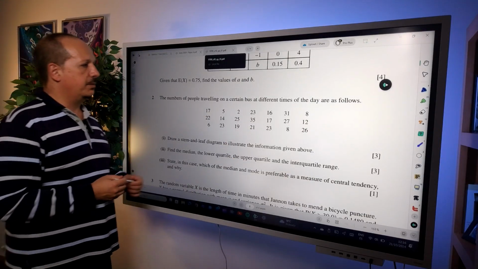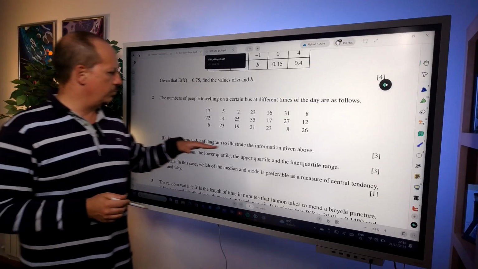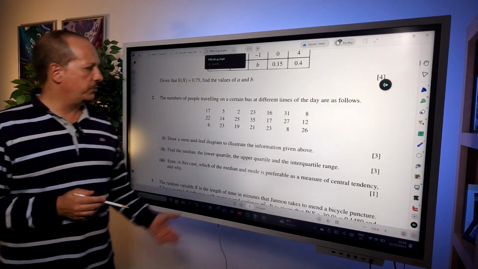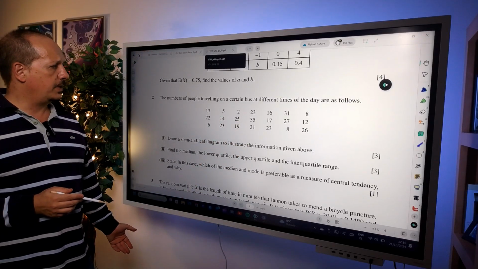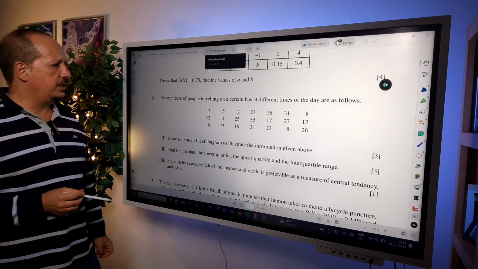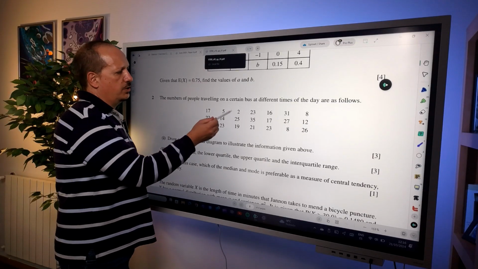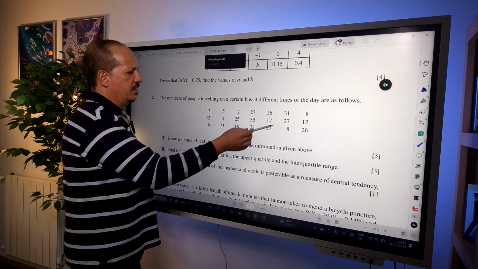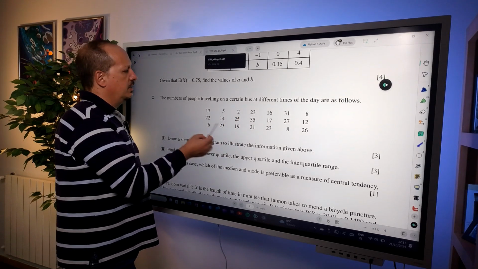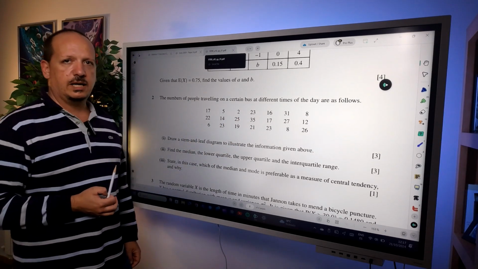If you look at these numbers, every time you want to do a stem and leaf diagram, you should first look at outliers. And if you look at these values, the smallest is a 2, but then you have a 6, an 8, an 8, and the maximum is a 35. You don't seem to have any outlier.